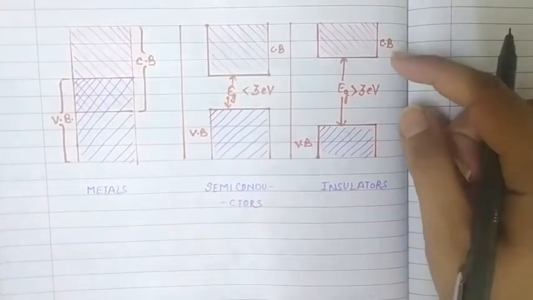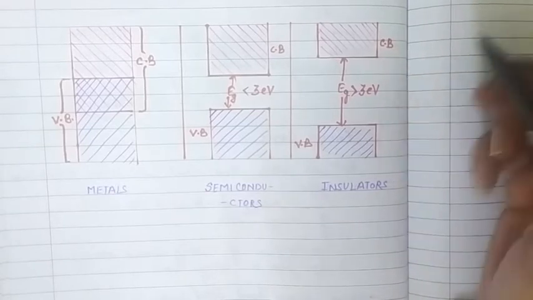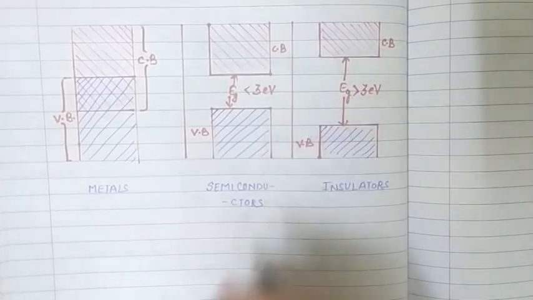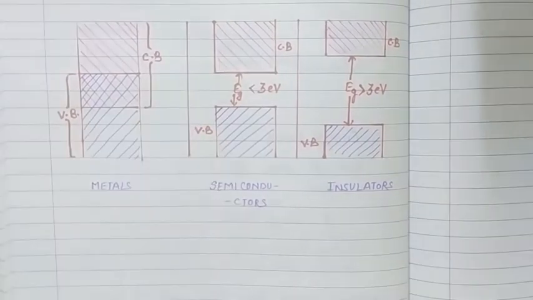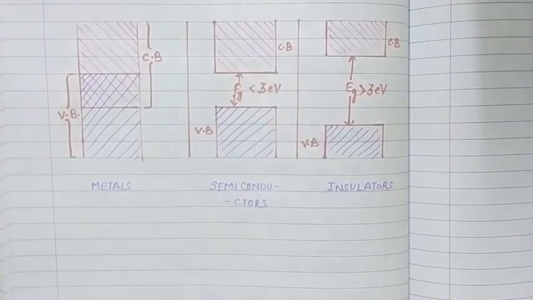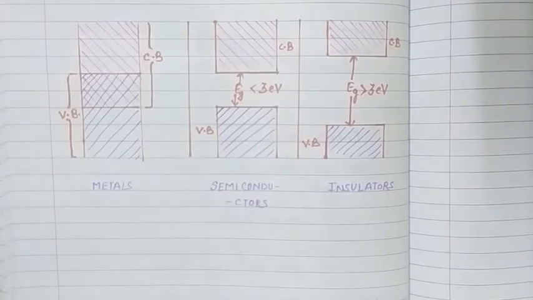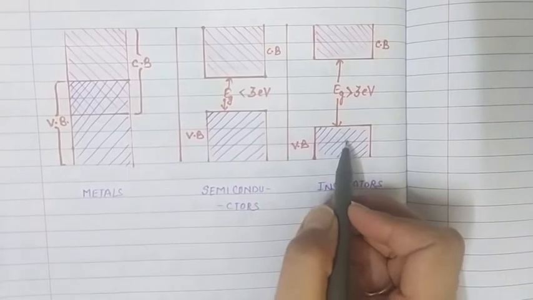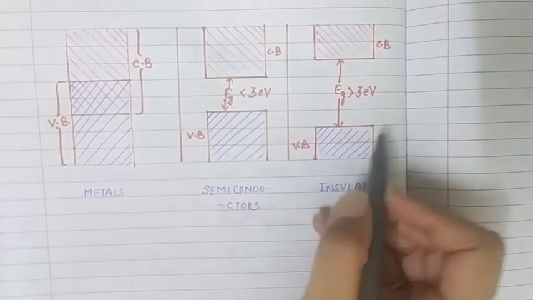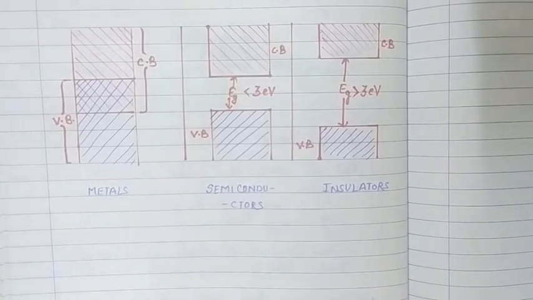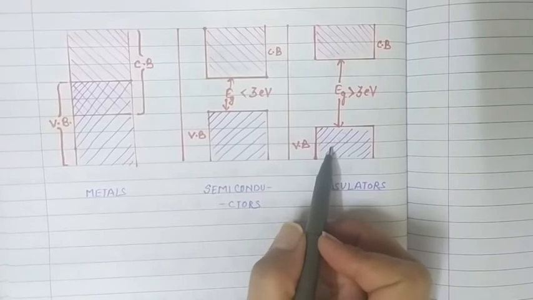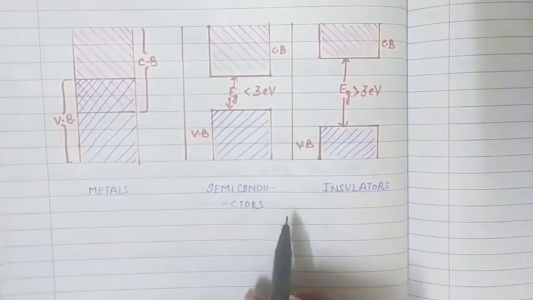the energy gap between these two bands, valence band and conduction band, is more than 3 electron volts, which is not easy to provide to the electrons of valence band. Even if we apply an electric field, it can't give this much energy to an electron to make it jump from the valence band to the conduction band. So it's not possible for us to impart this much energy to the electrons of valence band so that they can jump into the conduction band.